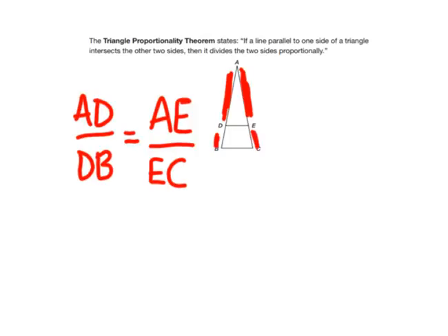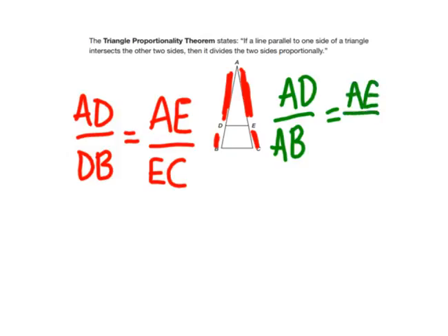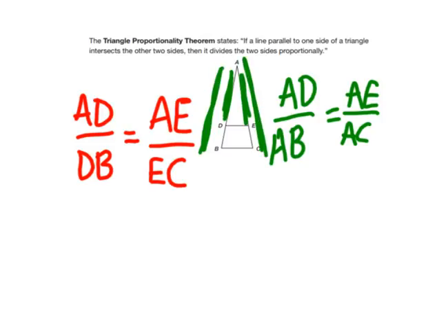What it also allows us to do is say that AD over AB will be proportional to AE over AC. Now this one's kind of saying the same thing, but not really. It's telling us that this section of the triangle is proportional to this whole section. This section is proportional to this whole section. So it allows us to set it up in two different ways depending on how we want to solve here.